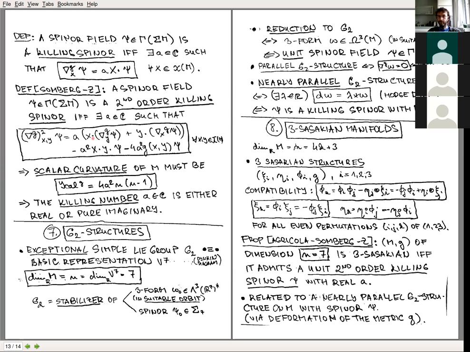You can see here that this term is symmetric and this term is symmetric. So just this term remains in the curvature and you get just the commutator of X, Y, which is exactly what you get for Killing spinors.